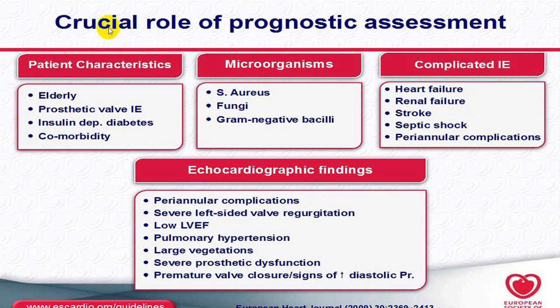So the most important criteria which you can take for prognosis are elderly person, prosthetic valve, insulin dependent diabetes mellitus and other comorbid conditions. If it is more of fungi or gram negative organisms, Staph aureus. If a person has got complications, they usually have poor prognosis, like heart failure, CKD, stroke, septic shock or periannular complications. And if you find these things on echo, they usually have poor prognosis.